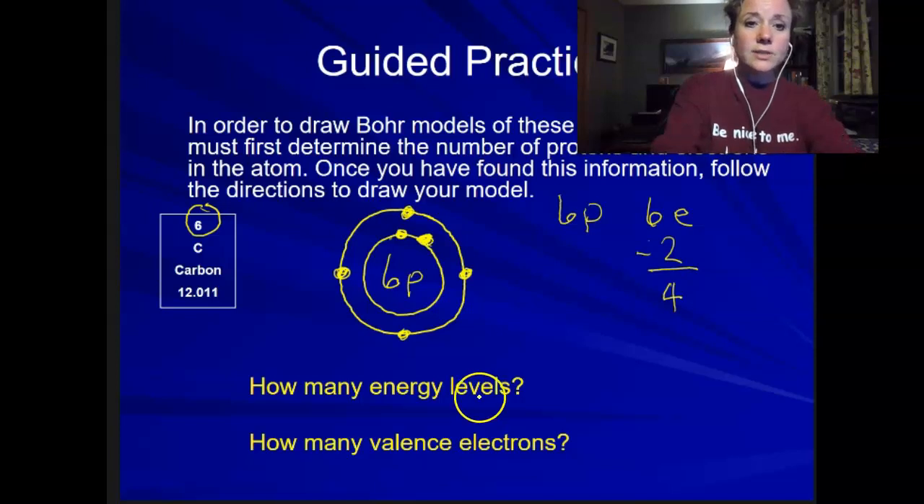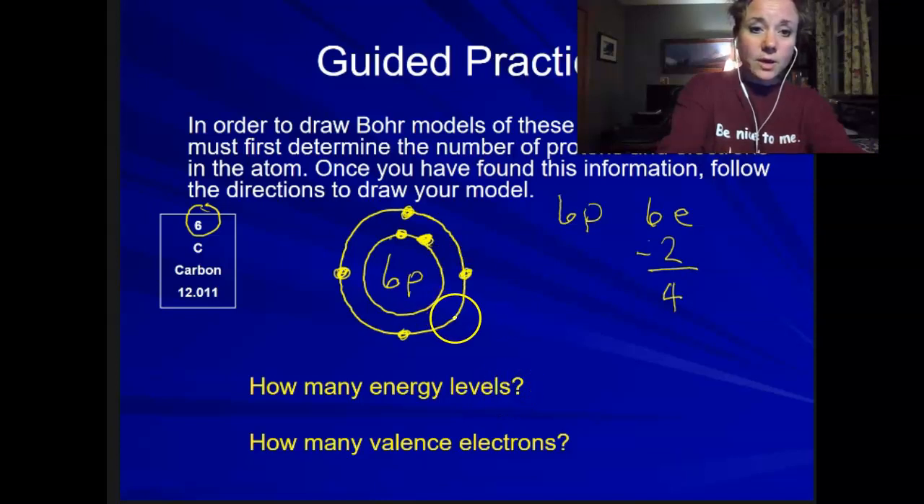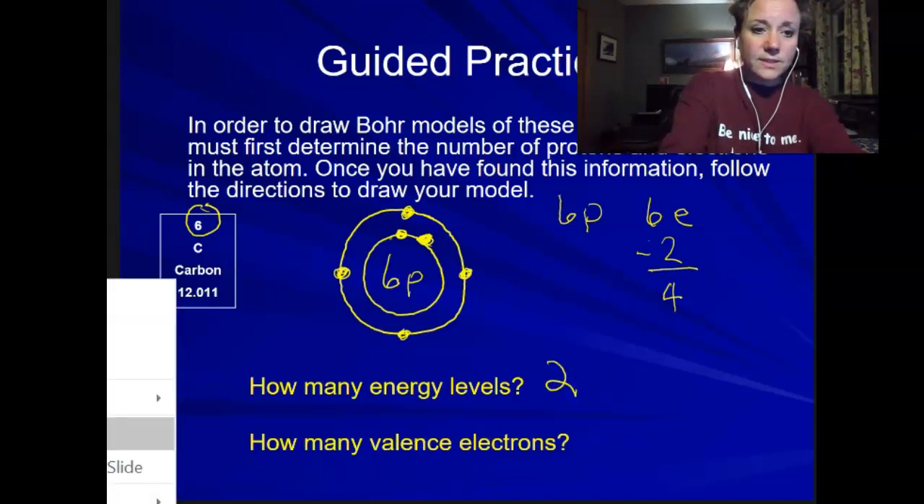For now, let's look at how many energy levels we have. Remember that the energy levels are the rings around the nucleus. I have 1 and 2, so I have 2 energy levels. And then my next question is, how many valence electrons?